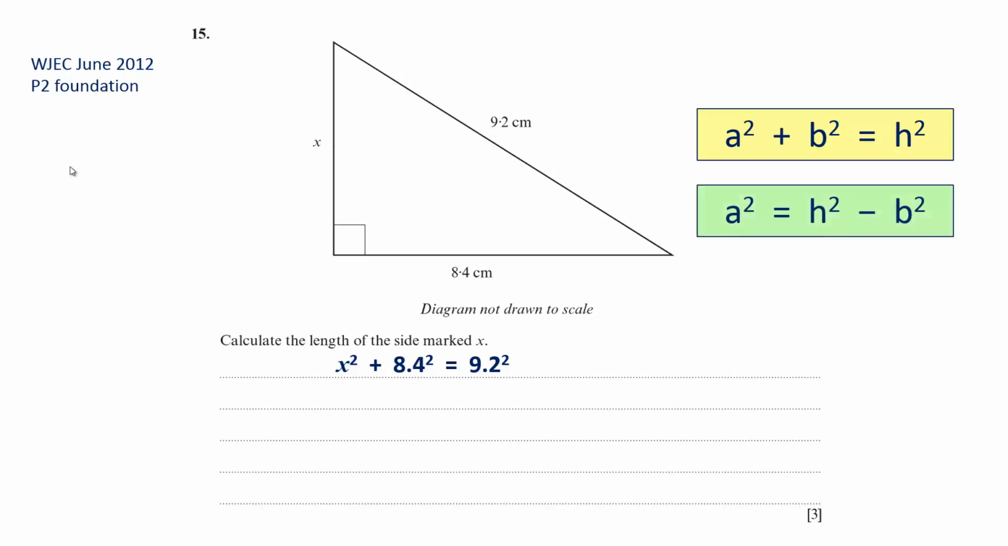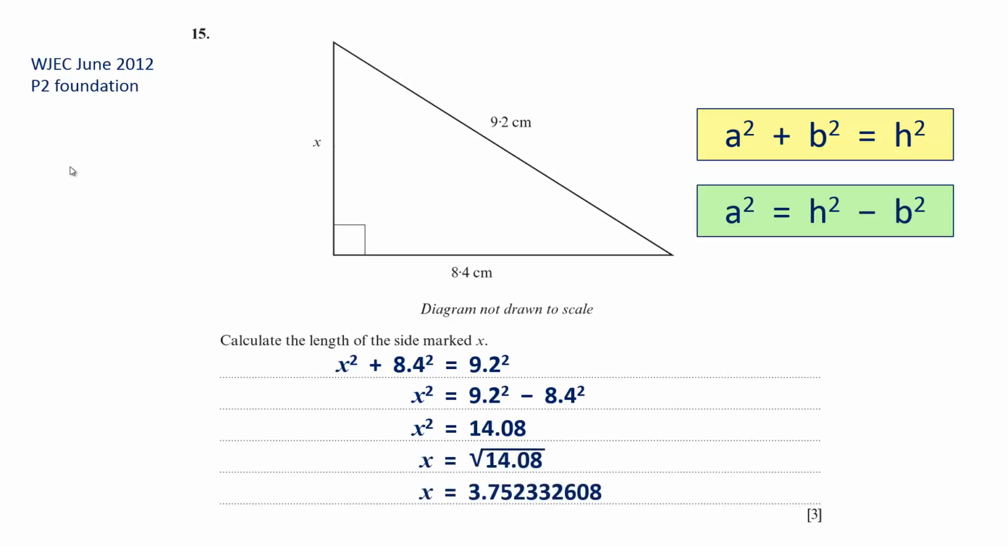So we're going to rearrange to get a squared equals h squared minus b squared by moving that little thing there, 8.4 squared. Over you go. You change to a minus. We could view it as moving and changing a plus to a minus, or subtracting from both sides. So anyway, whatever way we do it, x squared is 9.2 squared minus 8.4 squared, which comes out to be 14.08. Square root both sides.